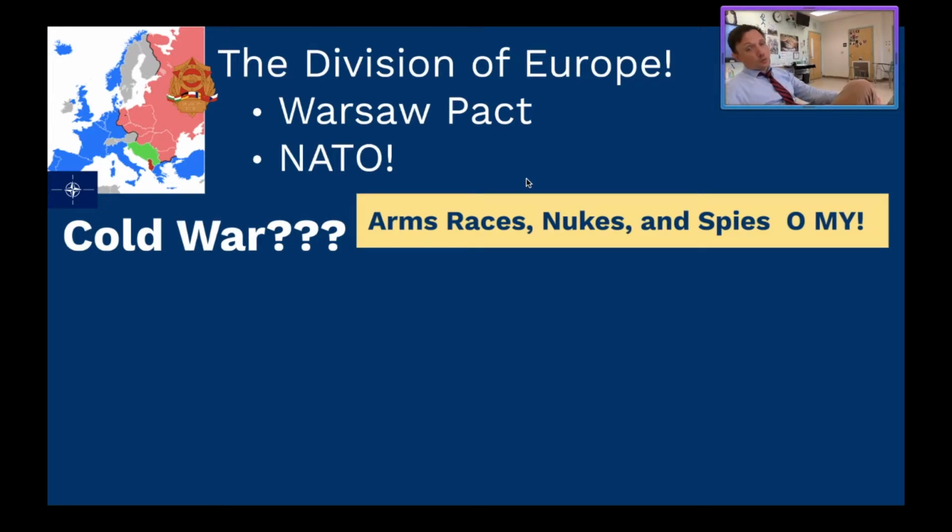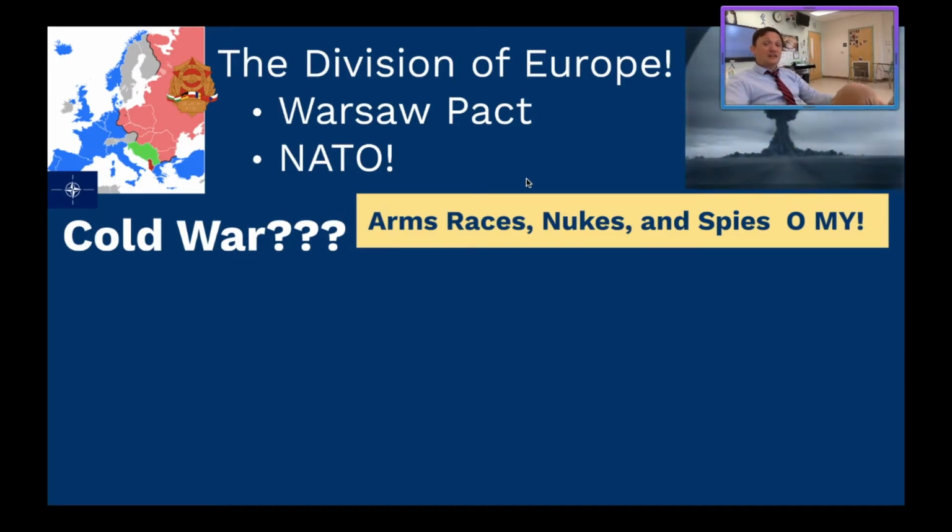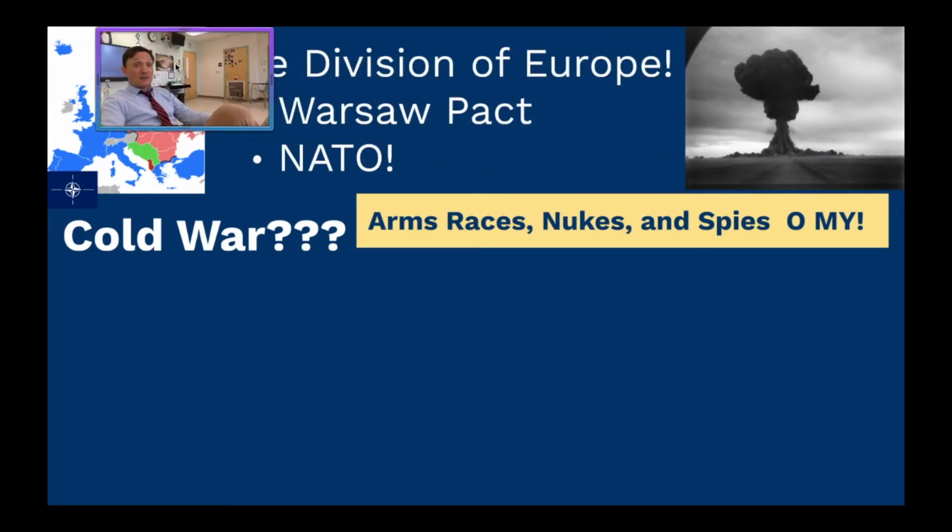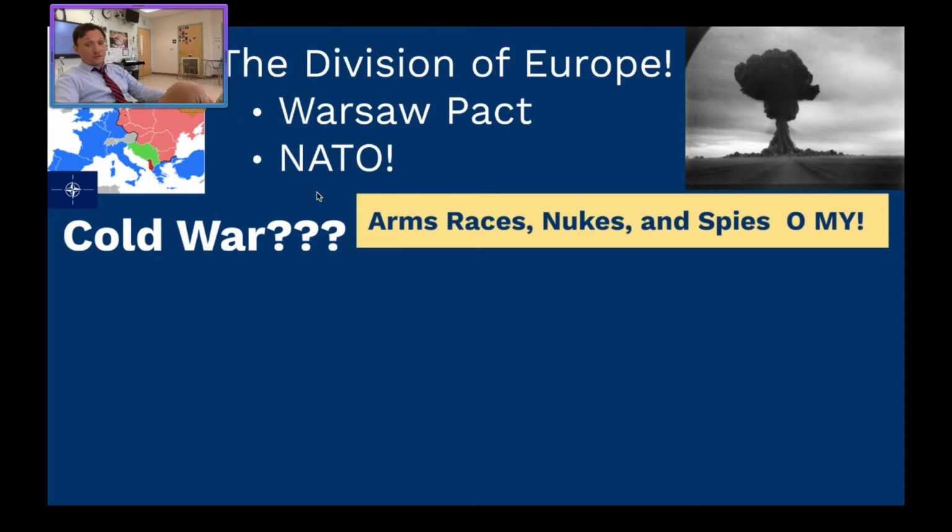Well, it's called a Cold War because it's a war that never truly was hot in Europe, okay? And what I mean by hot in Europe is shots weren't necessarily fired between countries in Europe. Instead, it was a Cold War due to the fact that there were arms races, nuclear buildups, and spies. Oh my. So basically what I'm getting at is the first thing we'll talk about, elements of a Cold War, is the arms races, right?